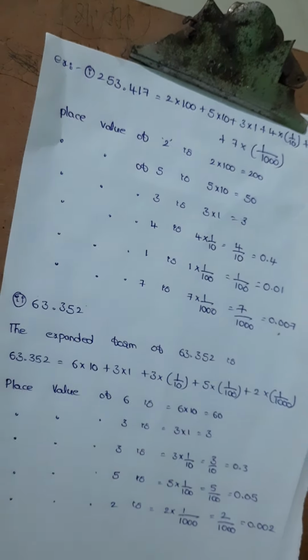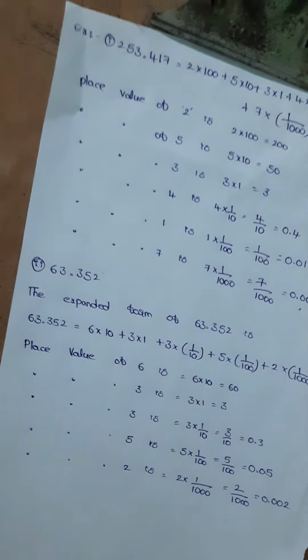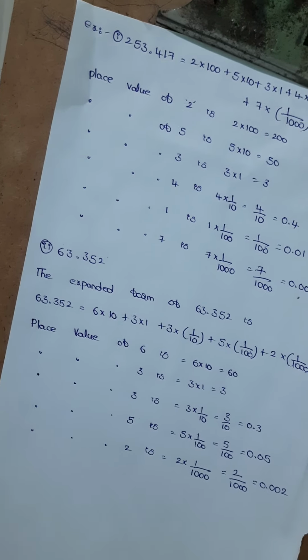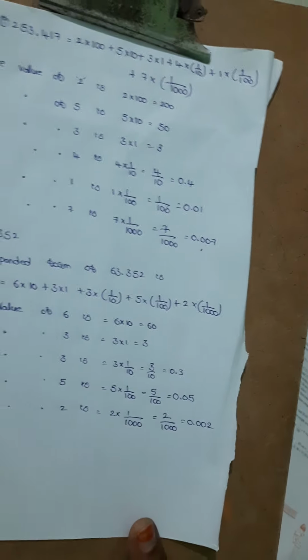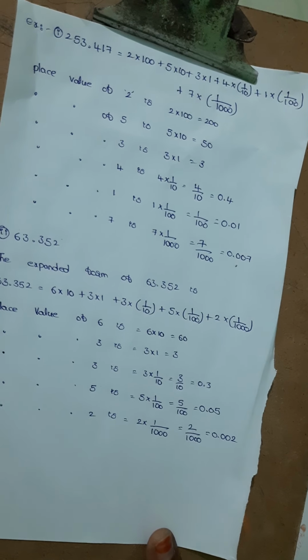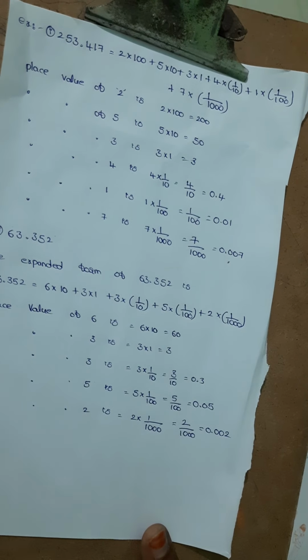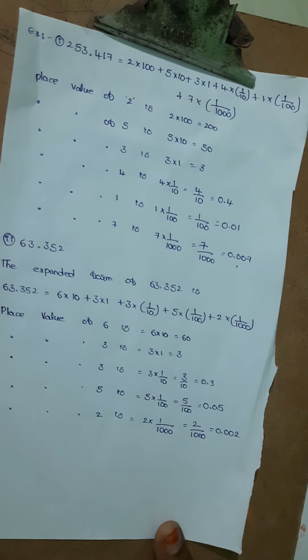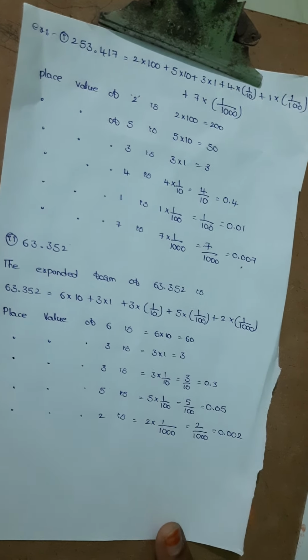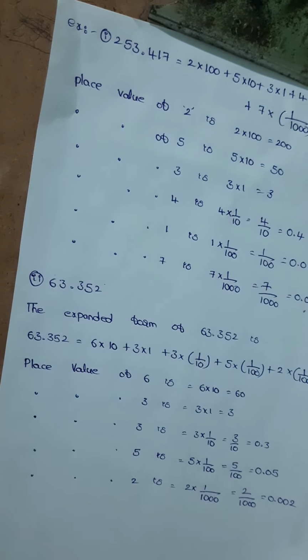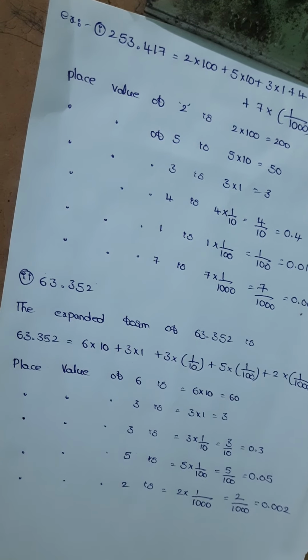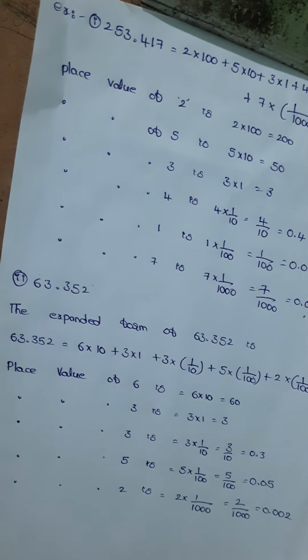Next, we are going to discuss the same concept with another example. Here I am writing another number, 63.352. The expansion form of this number is written like this: 6 into 10 plus 3 into 1 plus 3 into 1 by 10 plus 5 into 1 by 100 plus 2 into 1 by 1000. This is the expansion form of the given number. Below it I am writing the place value of each digit. First you have to observe it and understand it.